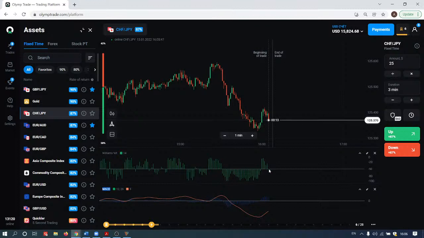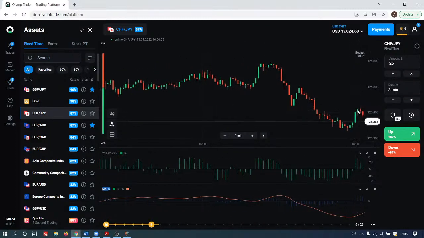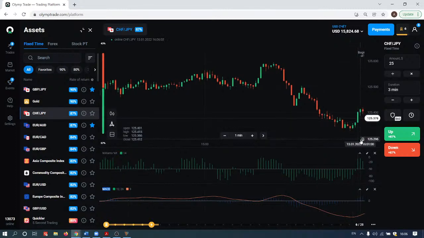So basically, the signal for an up trade from the Williams %R is when this histogram is above the midline, above this line, and when the situation is like this, for example, then you can open a trade upwards pretty much at any time. So you do not have to wait for, for example, the current candlestick to close, or for the beginning of the next candlestick, nothing like that. You just open a trade whenever you feel like it, as long as this histogram is above the midline.